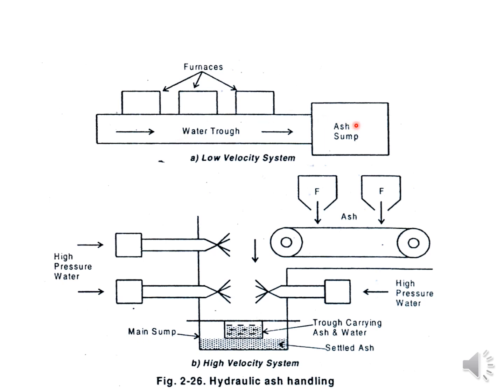So what does high velocity mean? See here, furnace, the ash falls on a conveyor. The conveyor dumps the ash. High pressure water is sprayed at the ashes from the opposite direction, and it is collected in a trough carrying ash water and settled ash, as we can see here, and it is dumped somewhere else.